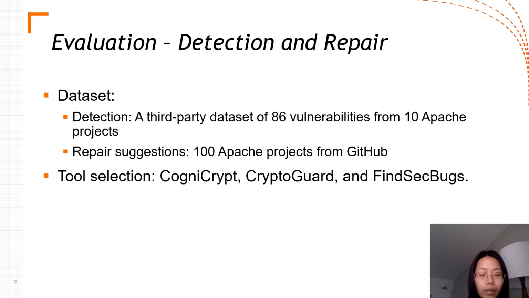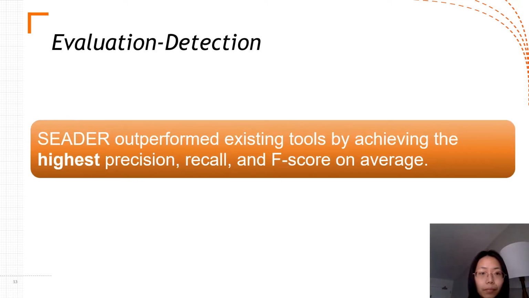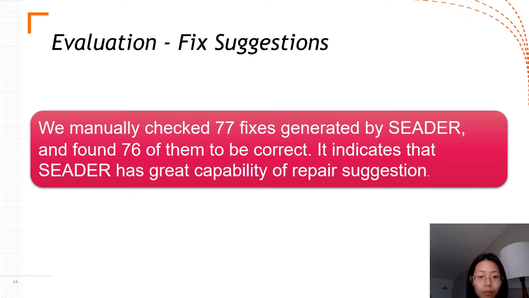We compare Cedar with the set of R2s, CogniCrypt, CryptoGuard, and FindSecBugs. We found that Cedar outperformed existing tools by achieving the highest precision, recall, and F1 score on average. We manually checked 77 fixes generated by Cedar based on the 100 Apache projects and found 76 of them to be correct. It indicates that Cedar has a great capability for repair suggestions.